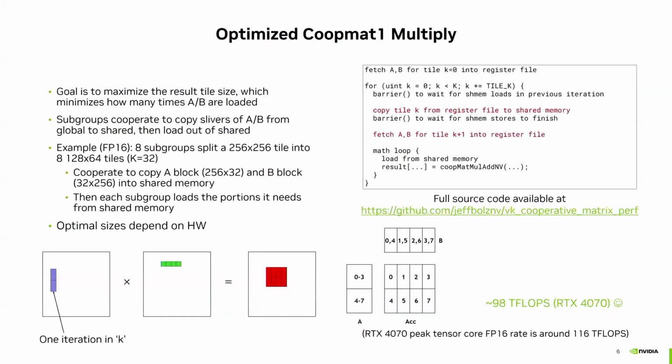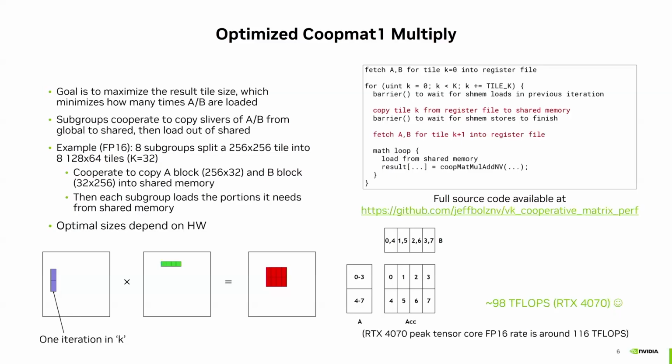So now if you want to fix this, you need to get as much reuse out of the loads as you can. And so that means loading slivers of A and B and maximizing the size of the result so that for each value you load in A and B, you can multiply as many combinations as possible. And to really maximize the size of the accumulator, you end up saying, okay, a single subgroup wasn't enough. I need a whole work group.